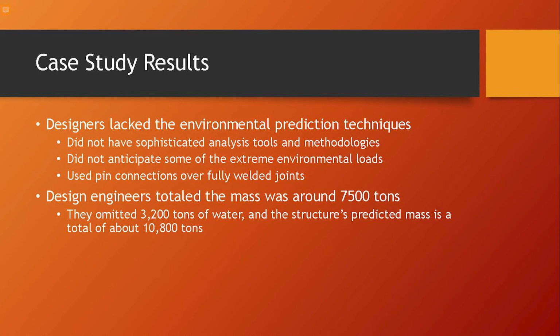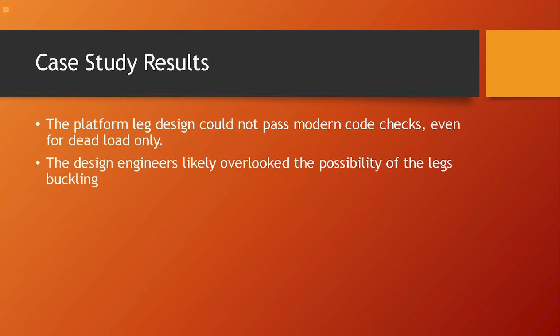of the ocean. The case study reported that the designers lacked the environmental prediction techniques, which led to insufficient design criteria, the use of pin connections over fully welded joints, and an underestimation of some of the extreme environmental loads. Current predictions of such structures automatically generate masses that include the hydrodynamic added weight of the water and flooded members. Design engineers omitted the 3,200 tons of fluids held by the tower. Therefore, their calculations were based on a structure weighing 7,500 tons, instead of 10,800 tons.